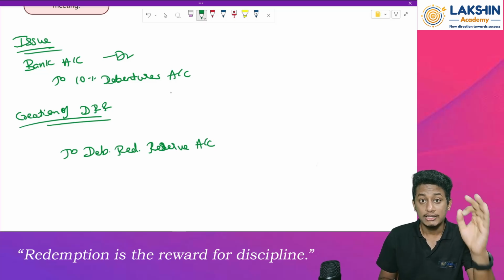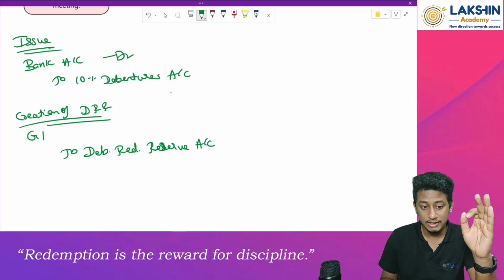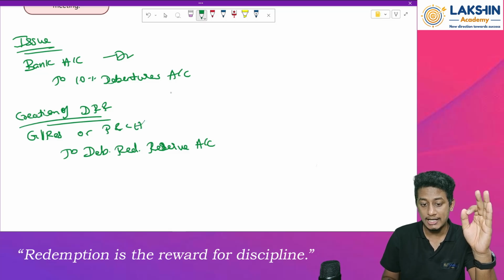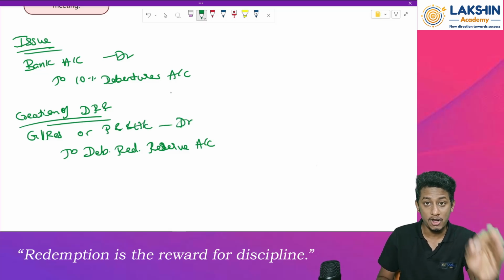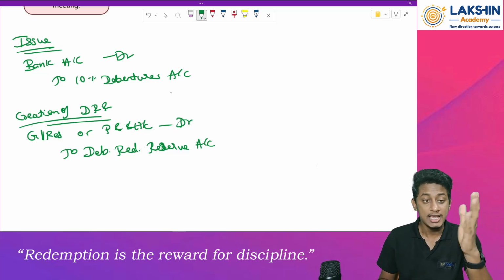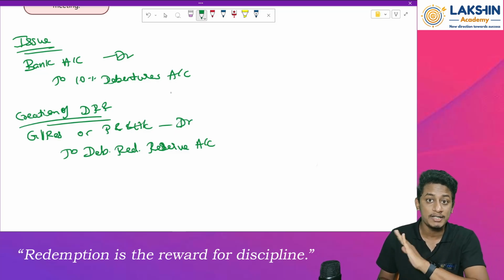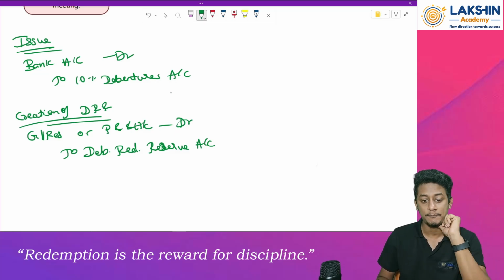And debit what? The amount can be utilized either from your general reserve or from your P&L account, because these are the distributable profits that are available in the balance sheet. Securities premium and CRR cannot be used. Please keep it in mind. Clear? Okay.